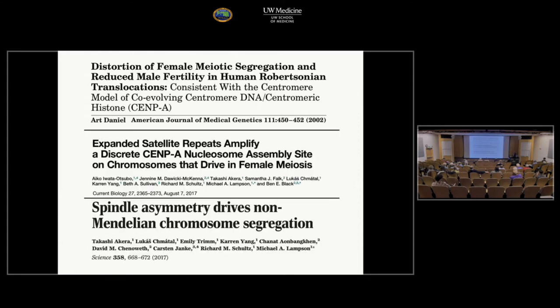Actually, a lot of support for this model has come, for example, in mice from Mike Lampson and Ben Black, where they showed that the predictions hold in female meiosis, that there are expanded satellite repeats, that they get extra SEMP-A, and they make it to the asymmetric spindle. And so drive is pretty well accepted. But it doesn't stop there.